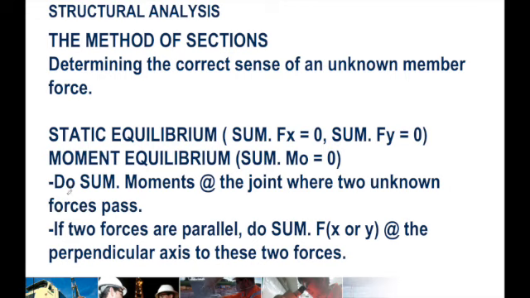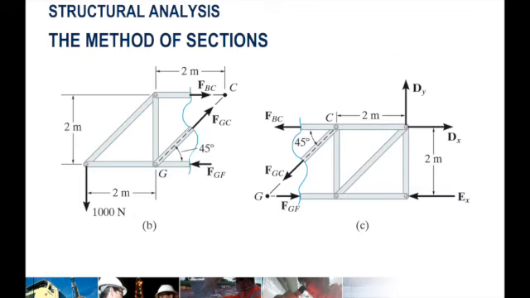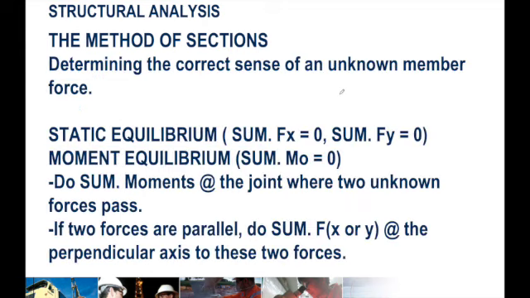So there is some trick here that is stated. Do summation of moments at the joint where two unknown forces pass. Again, it's better to choose your pivot point where you can cancel a lot of forces. So in this example, it is good to do summation moments about point C or point G, since you can cancel a lot of forces. For point G, you can cancel EX, you can cancel GF and GC. So that shortens your equation. So it's just a tip for you to save time and save space on your paper.